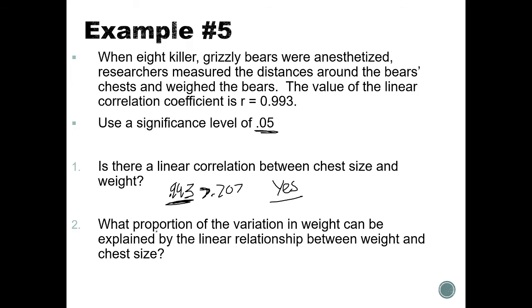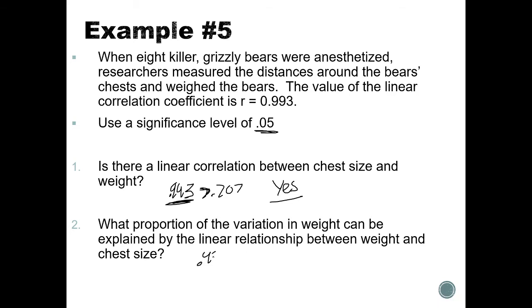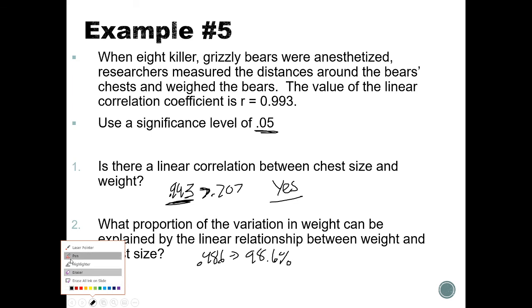Now, this part here says what proportion of the variation can be explained by the difference between weight and chest size. So if I plug that in here, remember, this is when they ask what proportion, this is the R squared business. So if I take 0.993 and I square it, I get 0.986, which translates to 98.6%. So what is this 98.6% telling me? Well, it's telling me that 98.6% of the bear's weight can be predicted or explained by the size of his chest, and vice versa.